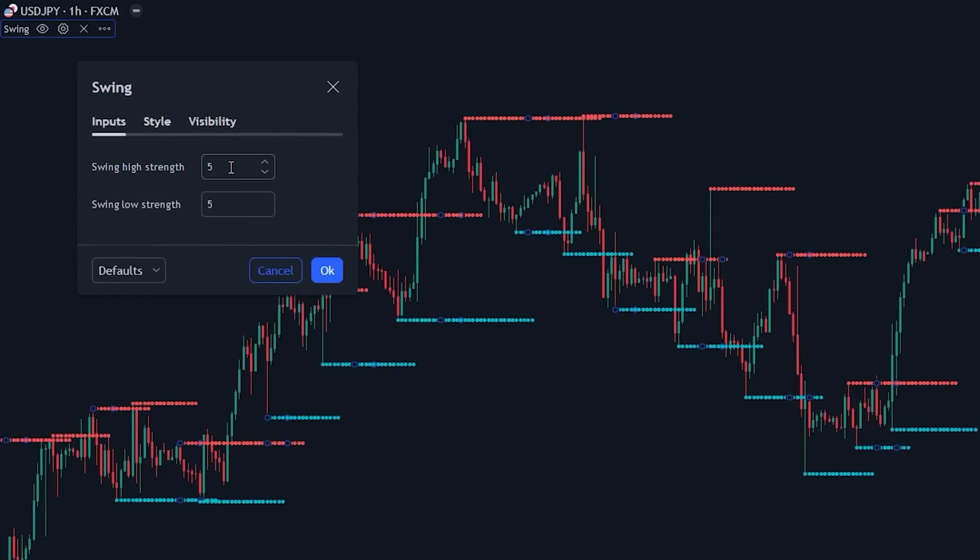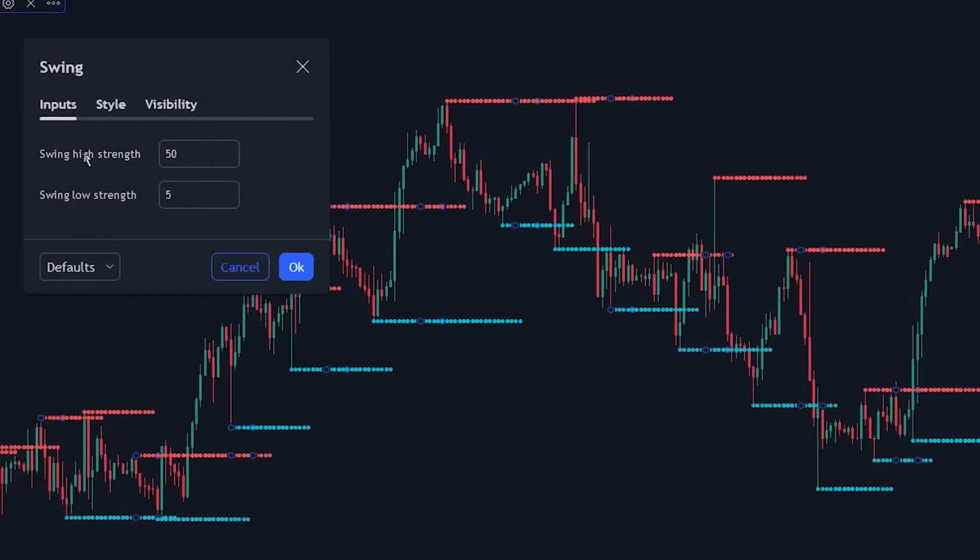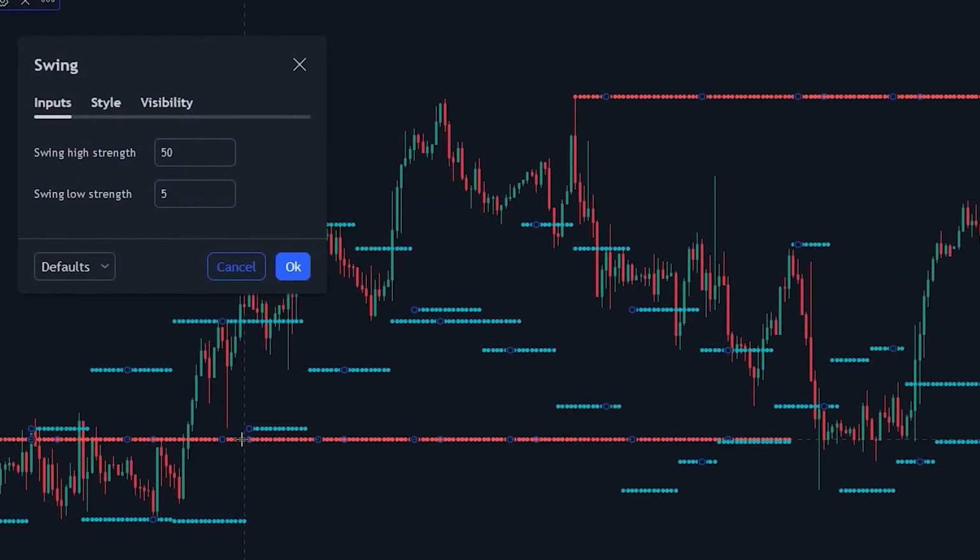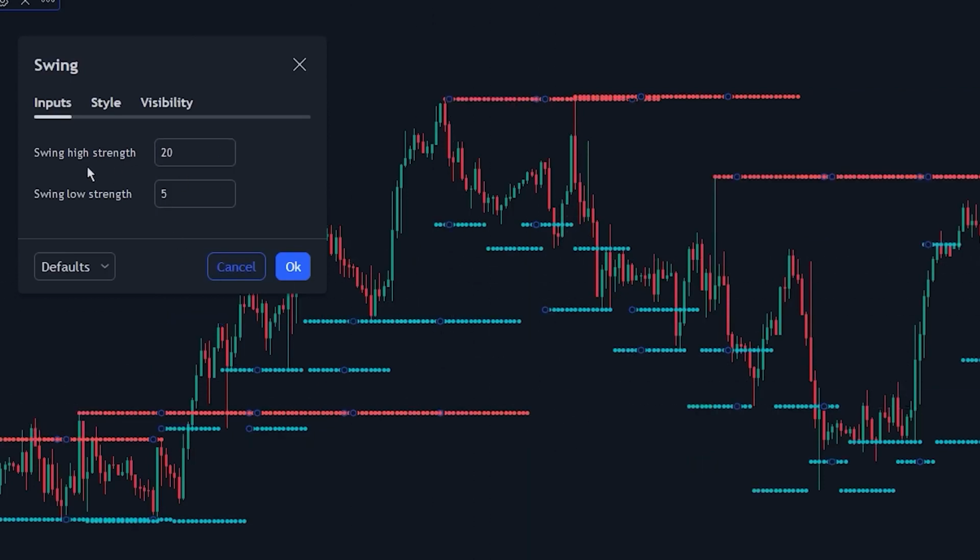This refers to the number of bars to the left and right of the swing point for swing highs. If we increase the number drastically, we can clearly see this change being reflected on the chart. Since we are looking for a middle ground, we will be changing the value to 20. Since we want the same rules to apply to the swing lows, we will also be changing the value to 20 for the swing lows.